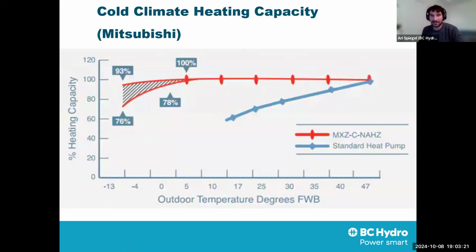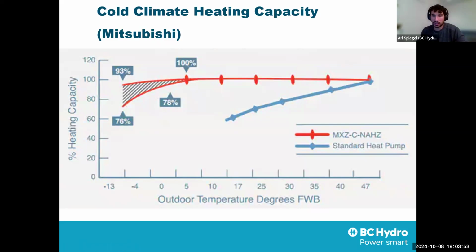So this is kind of that same graph we saw earlier, but now instead of looking at heating loads and heat pump loads, it compares a standard heat pump to a cold climate heat pump. This is a Mitsubishi unit, and what we can see here is that the Mitsubishi in red is a pretty flat line across a wide range of temperatures, so it can maintain really high capacity. It's not till it gets to that sort of -10, -15 where the capacity starts to drop off.